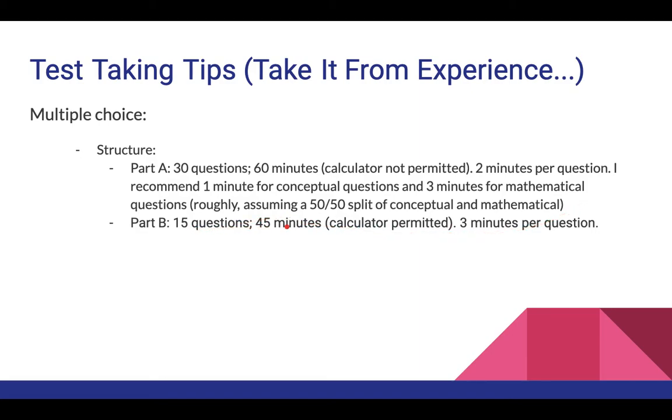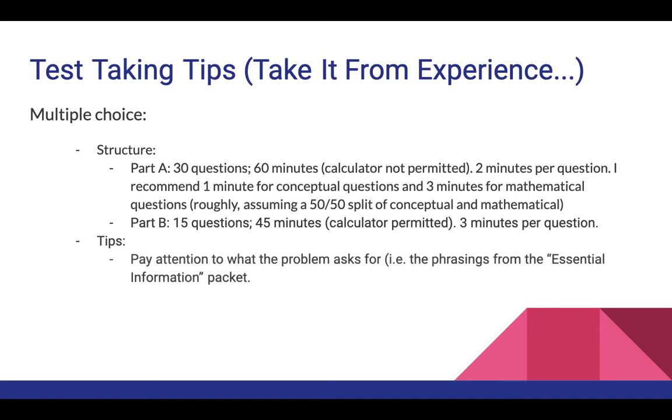Part B is 15 questions in 45 minutes where you have a calculator permitted. That means you have 3 minutes per question. Okay, so that should be your pacing. You should have an internal clock. We've done enough testing at this point of the year that you should have that internal clock set into your body. Okay?